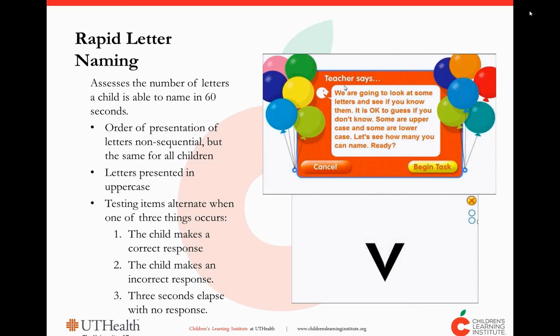The teacher knows that she has 60 seconds. The idea is how many letters can the children name in that period of time, so that she or he doesn't stay on one letter and lose a lot of time. If the child does not give a response in 3 seconds, the teacher is cued to move forward. She scores a correct or an incorrect response, or moves forward if there's no response.